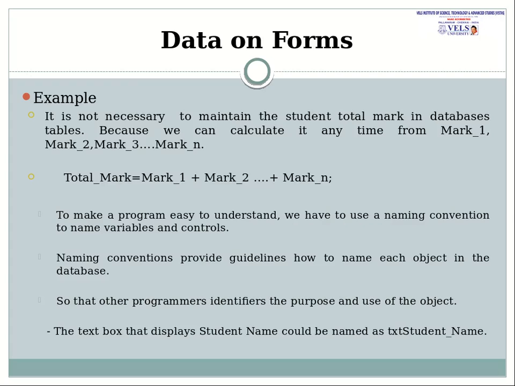So to make a program easy to understand, this is called the total mark, which is called naming convention, to name variables and controls. So the naming conventions provide guidelines on how to name each object in the database and the other programs, in the identifiers, the purpose of use of the objects. Another thing is the data text box control, which displays a student name, could be named as text student name.